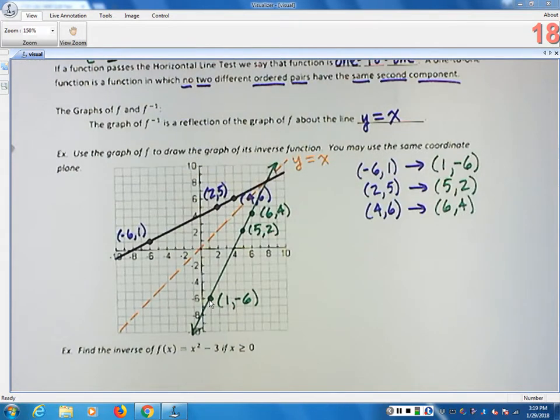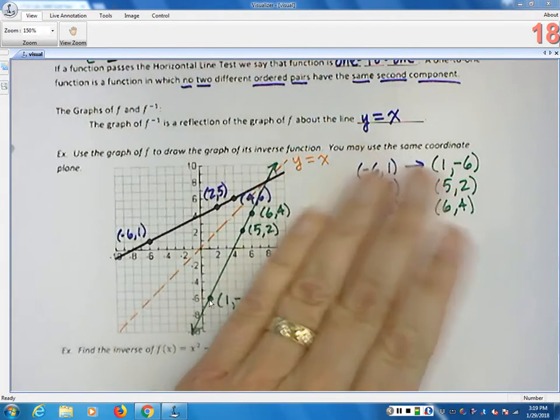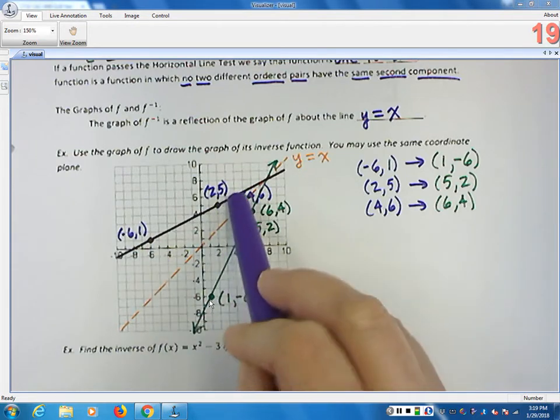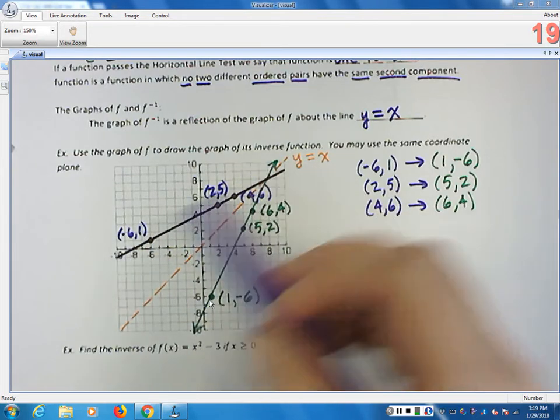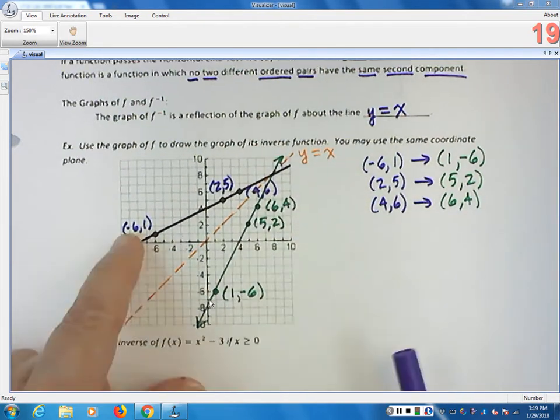And this black line is the reflection, to get its inverse, a reflection about that line. So we can just switch the x and y coordinates, and when you have a graph like this, that's the easiest way. The straight line is the easiest way to draw the inverse, is to switch the x and y coordinates.